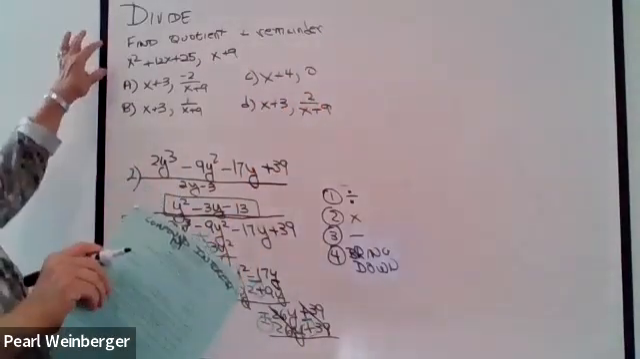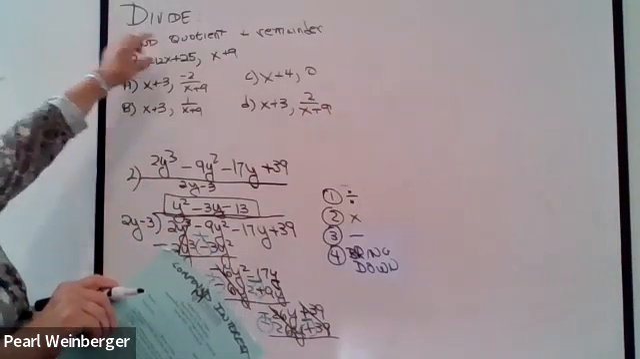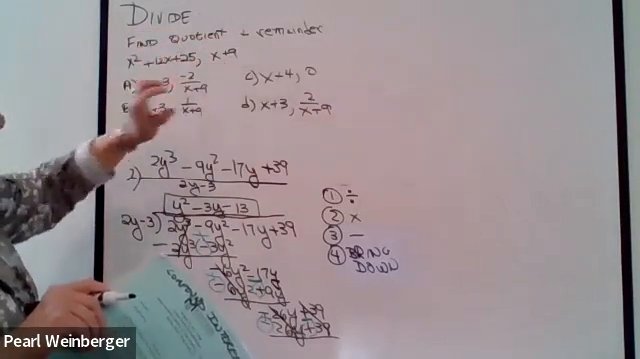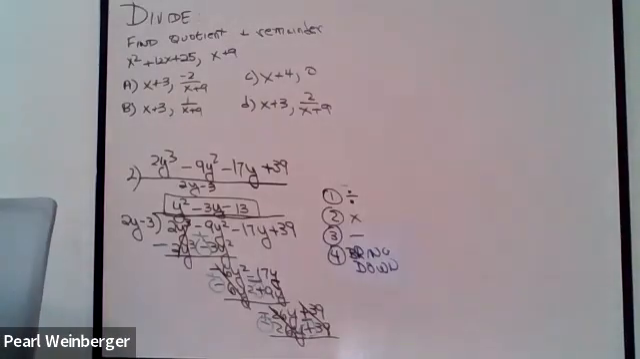Okay, so here's your question. You're dividing your first polynomial by your second. You're finding the quotient and the remainder. And while you're doing that, I'm going to be taking attendance.